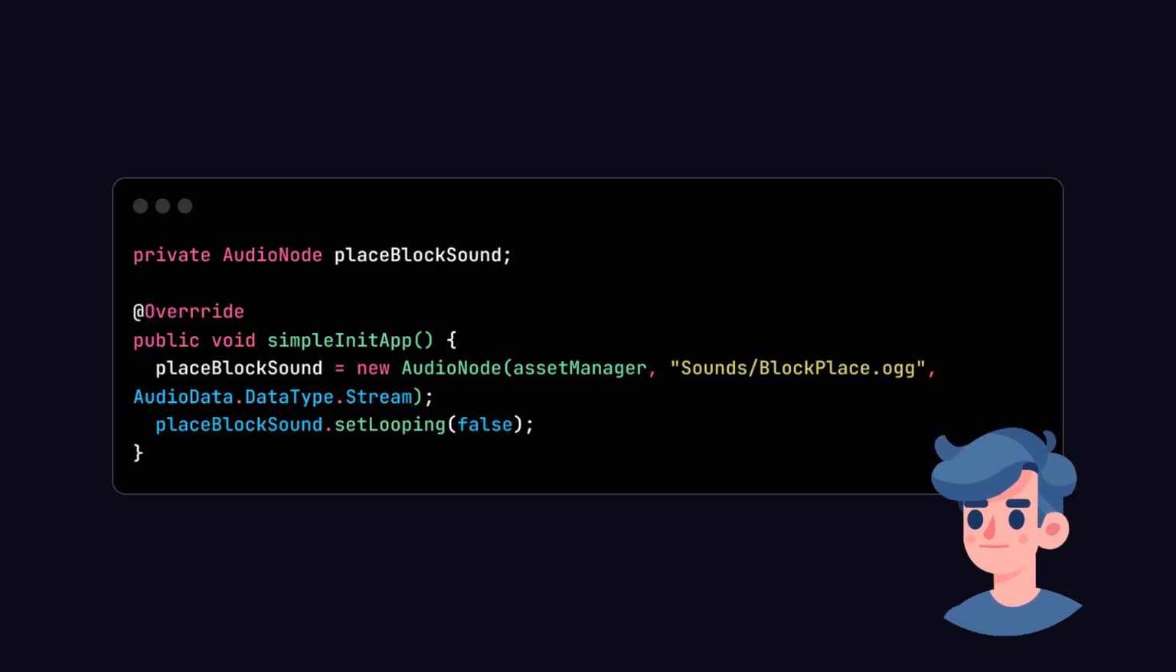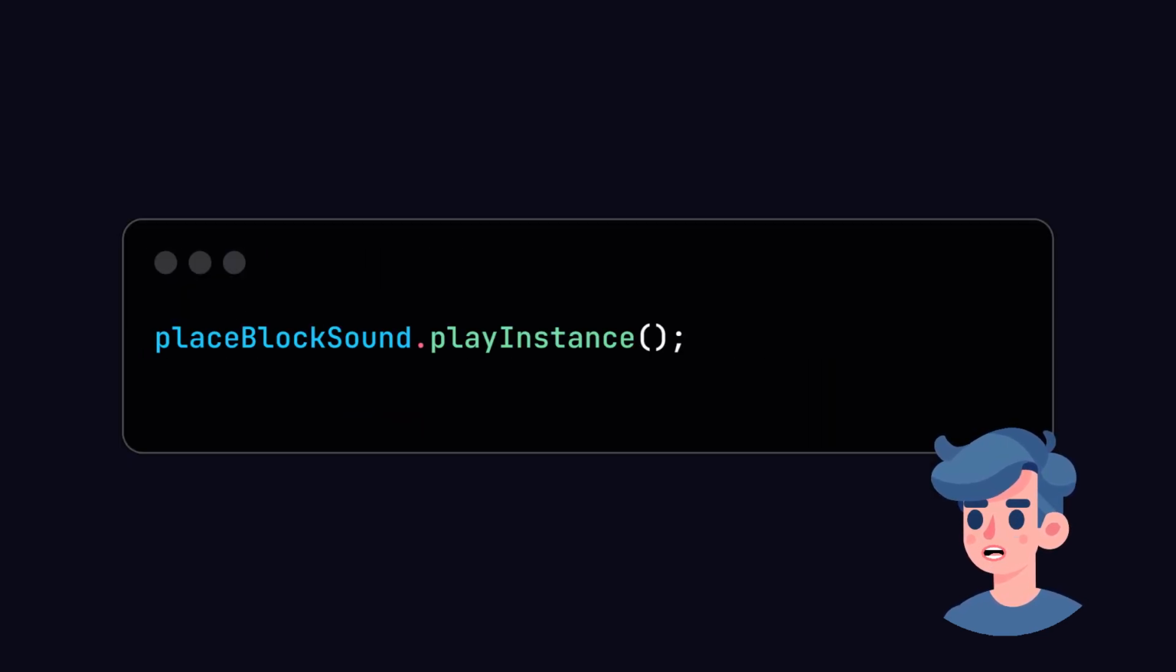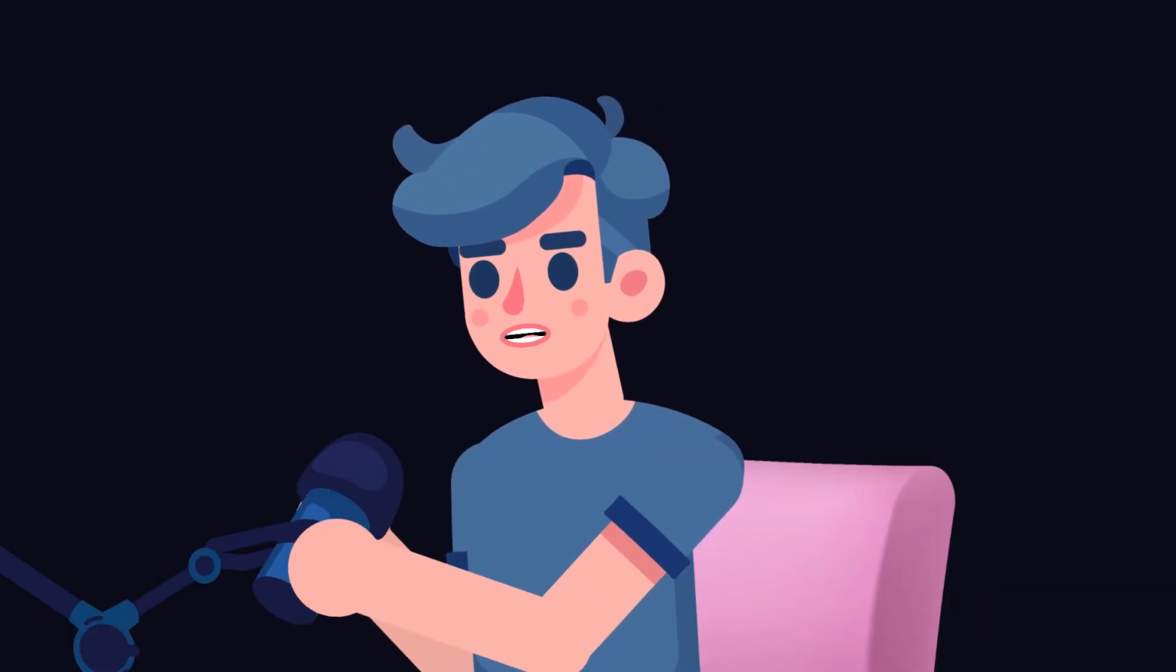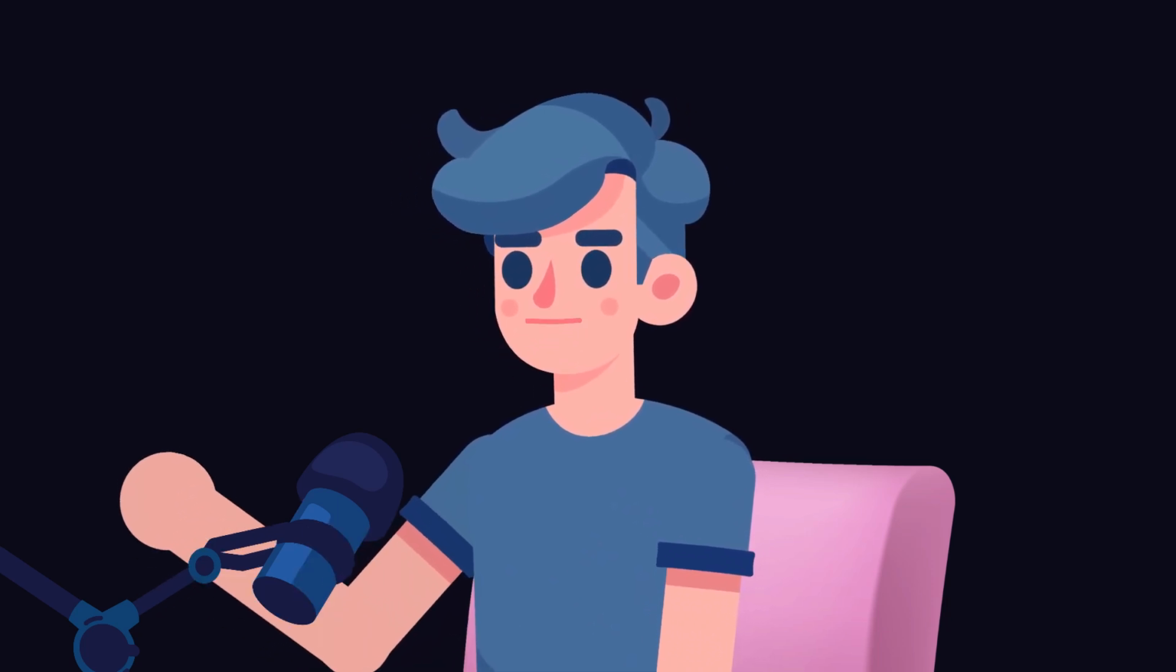Sound can enhance the player experience significantly. JMonkey Engine supports several audio formats, so let's add a sound effect when a block is placed. Now, in the placeBlock method, we will call the sound node whenever a block is successfully placed. You're now well on your way to making a more polished and engaging game. Remember, little things like sound design can make a big difference.